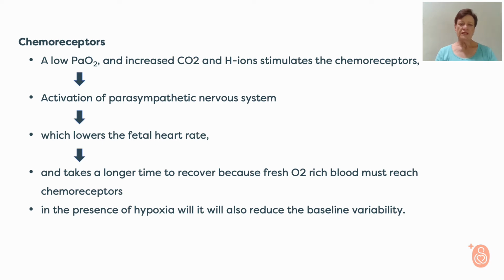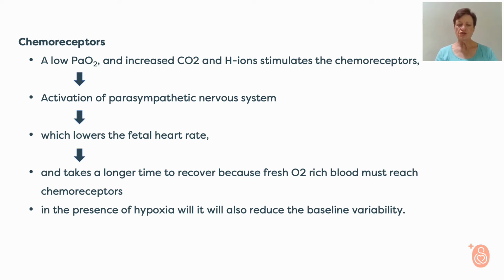So, in other words, we get a low PaO2, a low pressure of oxygen because of some or other reason, and increased CO2, and also more hydrogen ions are forming, and that stimulates the chemoreceptors, and this is usually a pattern of hypoxia. That activates the parasympathetic nervous system. The parasympathetic nervous system, we've said, lowers the fetal heart rate. And this takes quite a longer time to recover because, when we had done the baroreceptors, when the pressure has been lifted, there's an immediate reaction, but it usually takes a longer time for the PO2 to recover in the blood. So these decelerations are usually much longer decelerations.